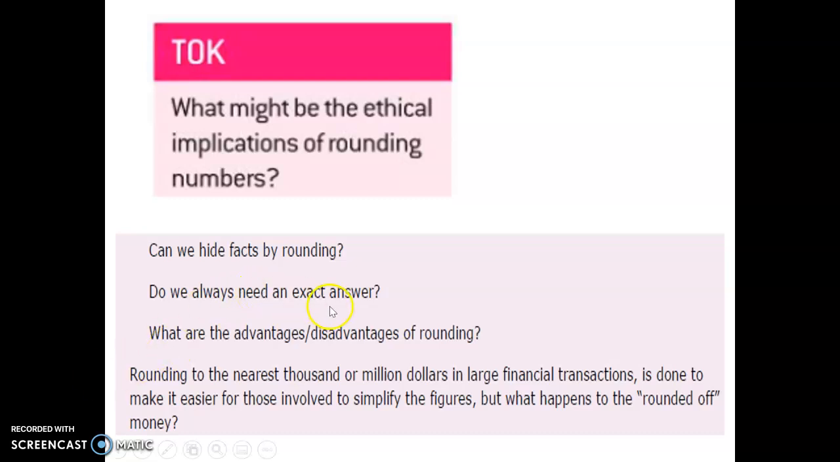Also, we need to consider, do we always need an exact answer? What are the advantages, disadvantages of rounding? For example, if you round to the nearest $1,000 or $1 million in large financial transactions, what happens to those huge amounts of money that we rounded away, that we rounded off or added? What does that mean for businesses and so on, or for governments?